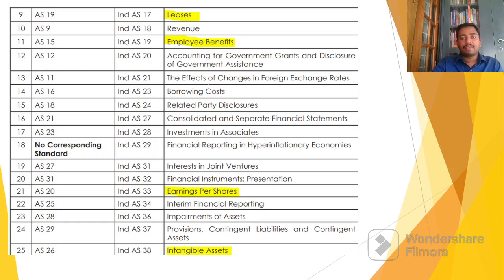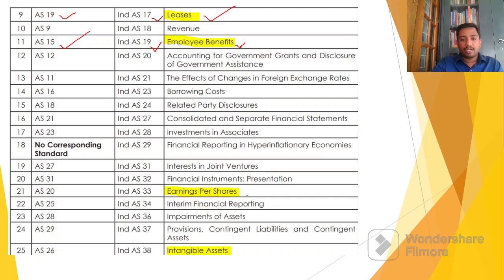The next important item is related to leases. In accounting standards it is 19, and in Indian accounting standards it is 17. Important. Then employee benefits, like salary, gratuity, provident fund, etc. In accounting standards it is number 15, and in Indian accounting standards it is represented by accounting standard 19.